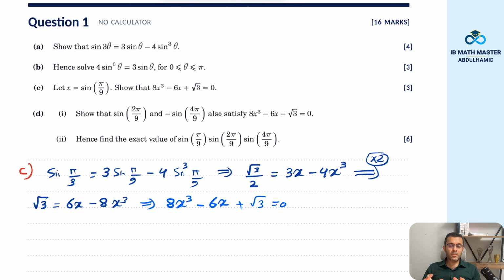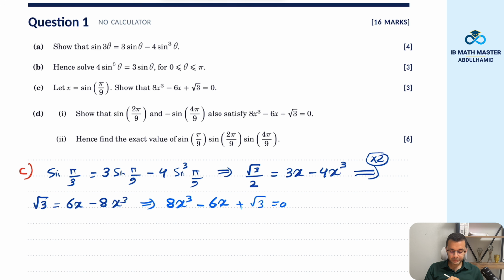Now, after we solved part C, we'll solve part D. That has itself 2 parts, 1 and 2. Now, part D is really interesting because it's like different topics. It will connect trigonometry with polynomials. Here, part 1, as you see, it says, show that sine 2 pi over 9 and negative sine 4 pi over 9 also satisfy the same cubic equation here.